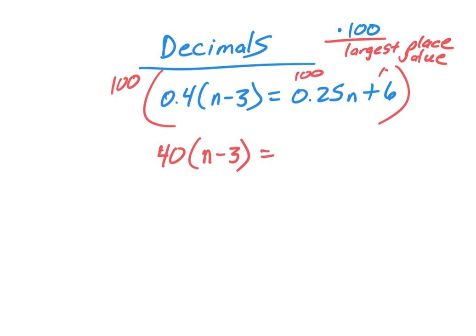Over here, we're going to multiply both of these times 100 because they're not in parentheses. What's this here going to become? 25n. Yep. Just going to move it 2 places. What's the 6 become? 600. Yep.